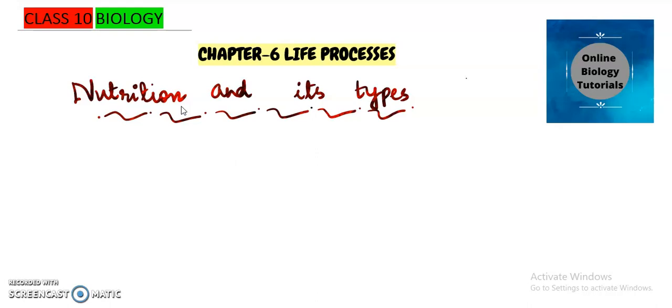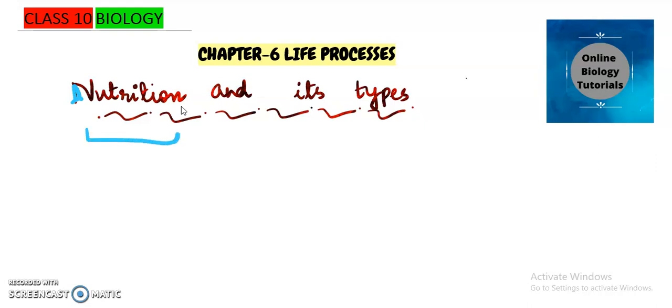We have started with chapter number 6, life processes, and I hope you have watched the initial two videos of chapter number 6. If not, please do watch them first and then come to the third one, because everything should be understood in a serial manner. In this video, we will talk about nutrition and its type.